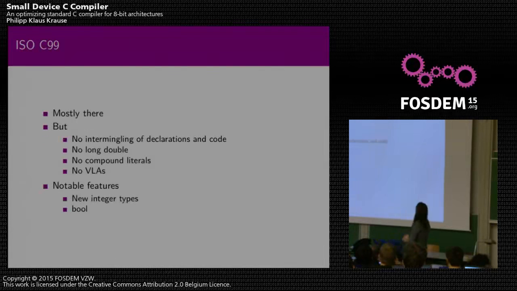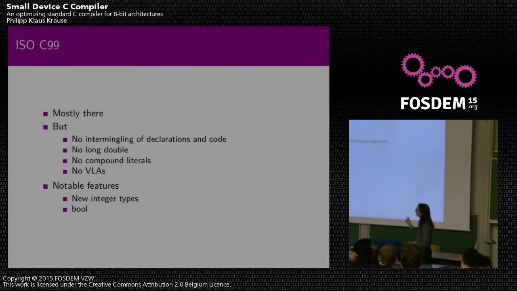Okay, so there's the C99 standard. We're also mostly there. But there are bigger gaps. This intermingling of declarations and code is not there, so declarations have to be at the beginning of a block. We don't support long double. Well, not surprising if we don't support double. Compound literals are not yet supported, and variable length arrays are not supported yet either.